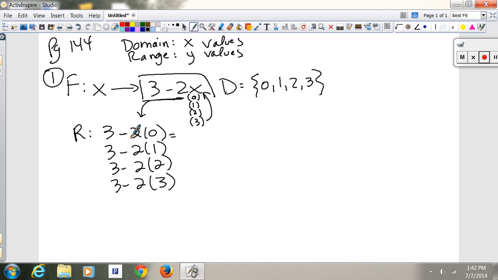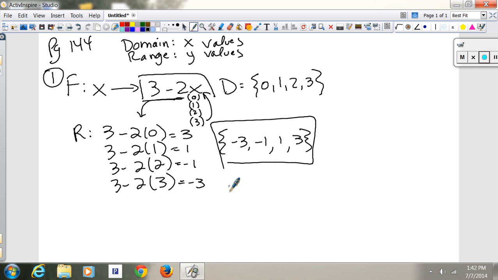This solution is 3 minus 0, which is 3. 3 minus 2 times 1 is 2, so 3 minus 2 is 1. 2 times 2 is 4. 3 minus 4 is negative 1. 3 minus 6 is negative 3. If you put them in ascending order, you'd have negative 3, negative 1, 1, and 3. That would be your range for number 1.